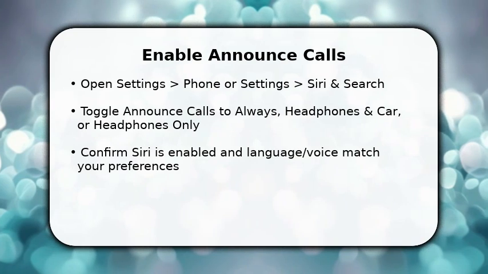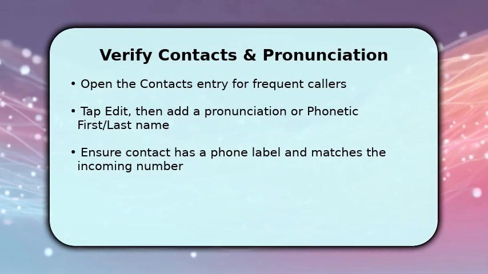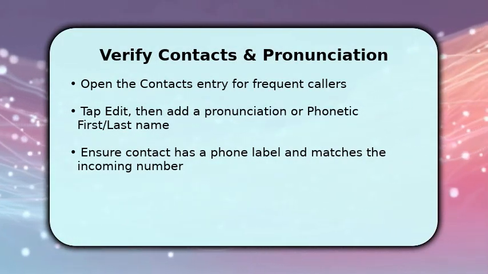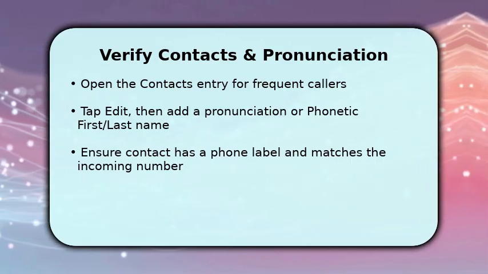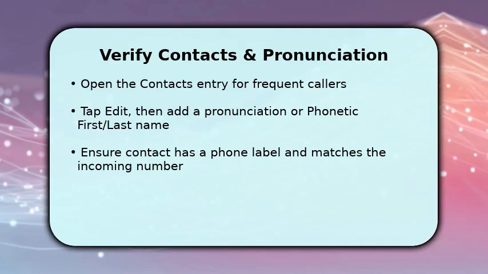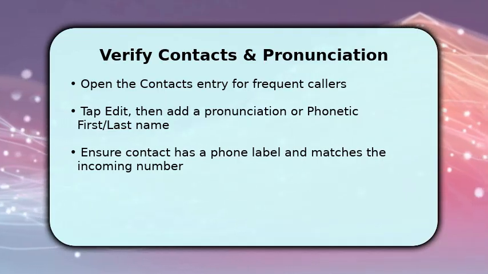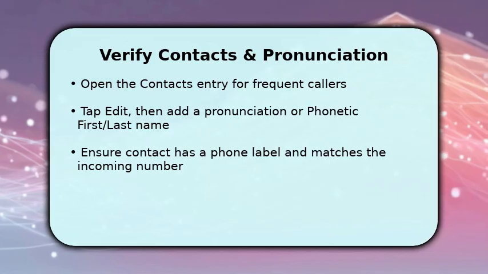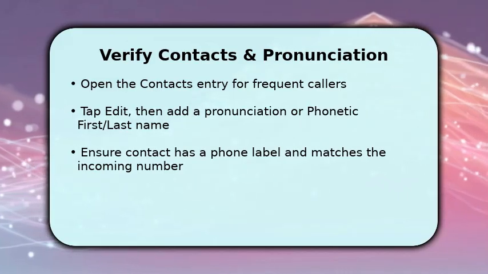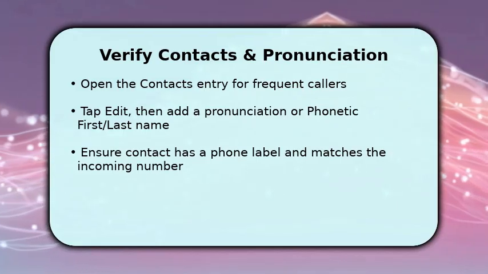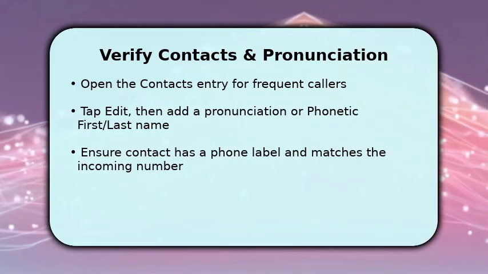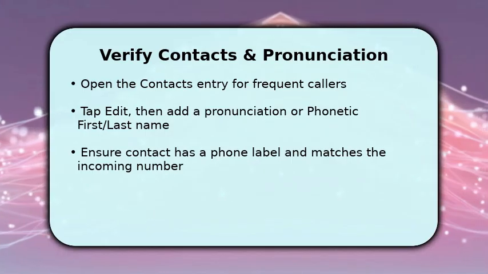Next, make sure your contacts are readable by Siri so names are pronounced correctly. You need to open each contact and tap Edit, then add a phonetic first name or phonetic last name field if Siri stumbles on pronunciation. Also confirm the incoming number exactly matches the contact entry and that the phone label is set correctly. Once done, Siri will map the spoken phrase to a contact instead of reading just the number, which improves recognition.